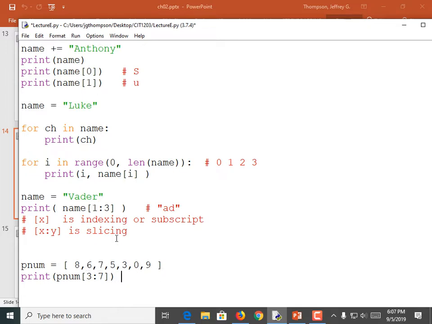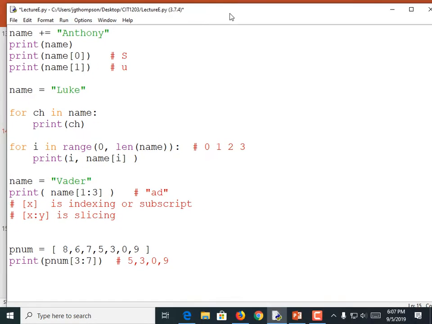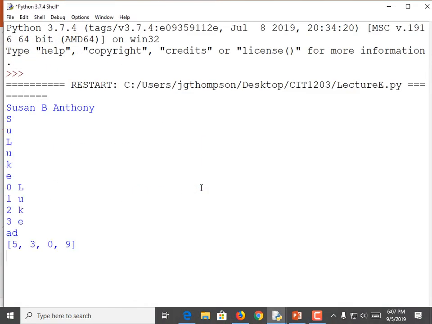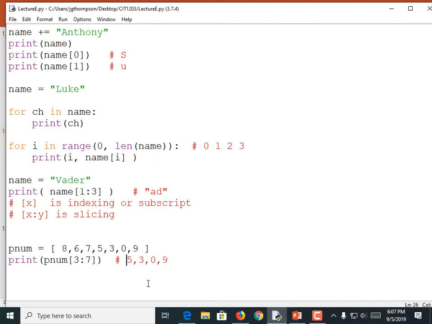And so this will print out 5, 3, 0, 9, but separated by commas because the list is separated by commas. Oops, I better put a comment there or else it's not going to compile. That's about what it's going to print. Maybe it's going to put square braces around it. Let's find out. So there we go. It printed out the last 4. And it did put square braces around it.